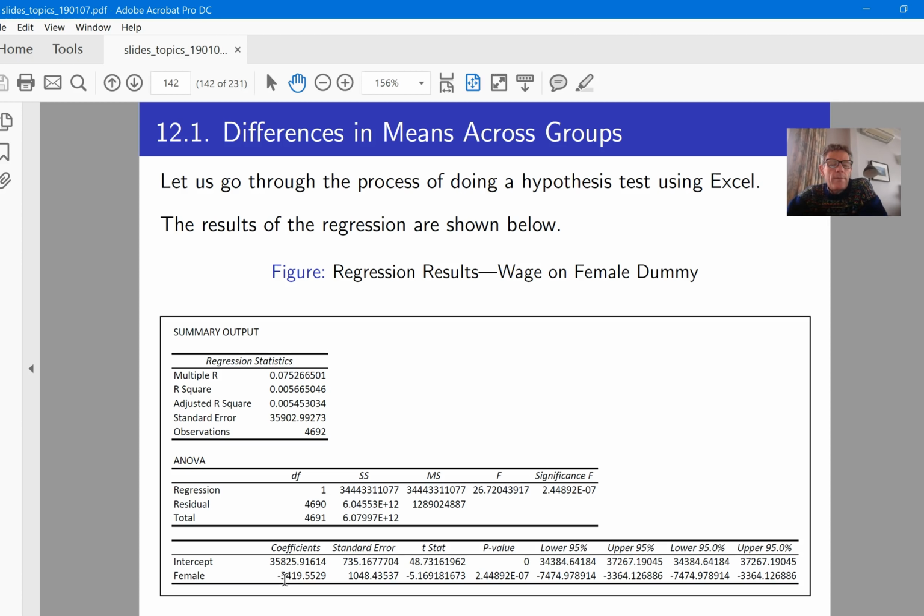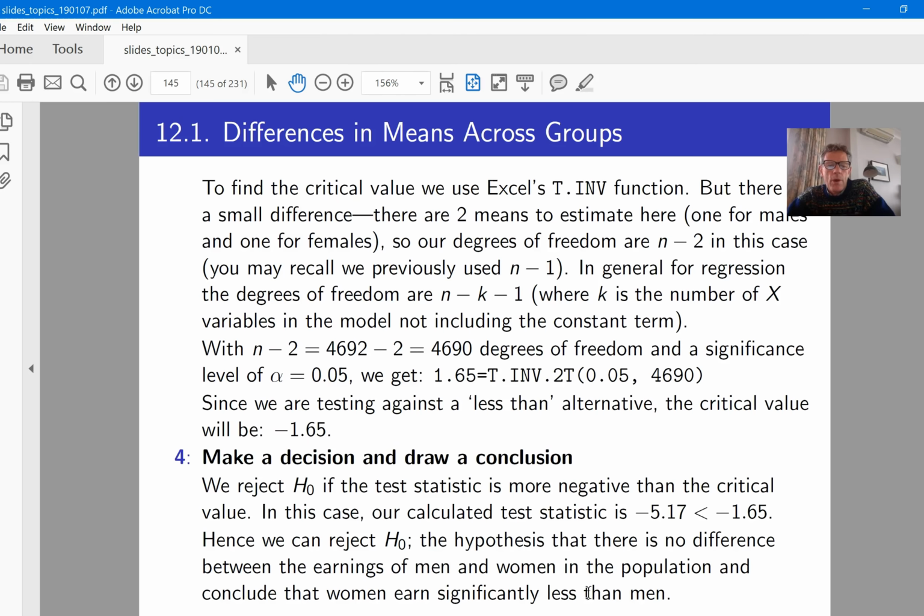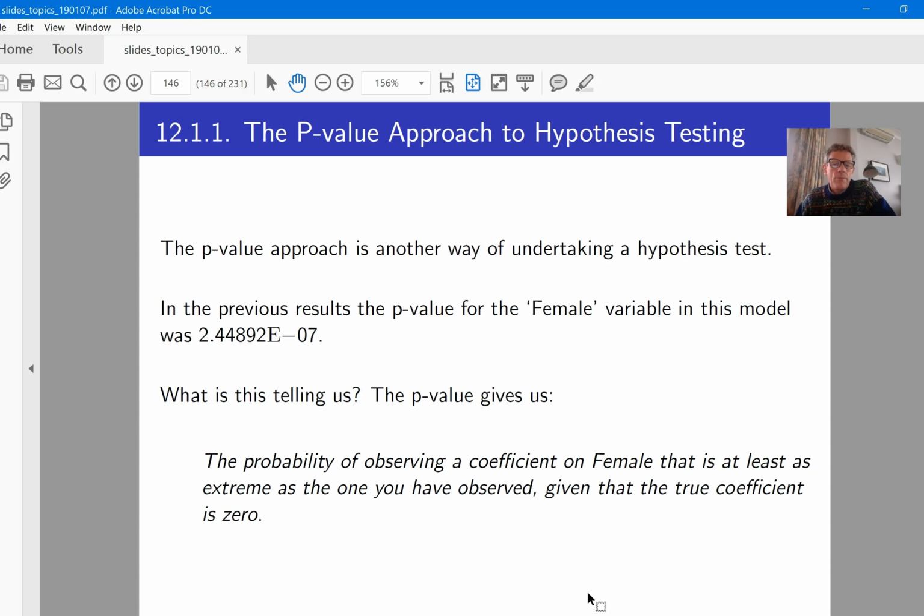So the logic is, if it's extremely unlikely for such a thing to happen by chance, that's evidence to suggest that indeed this wasn't just a chance outcome, that indeed there is a difference between the average incomes of men and women. So once we get very small values for the p-value, we reject the null hypothesis because such values of the coefficient do not occur by chance, or are extremely unlikely to occur by chance. So that's the idea of the p-value. It's the intuition or the logic of it. It's actually really easy to do.